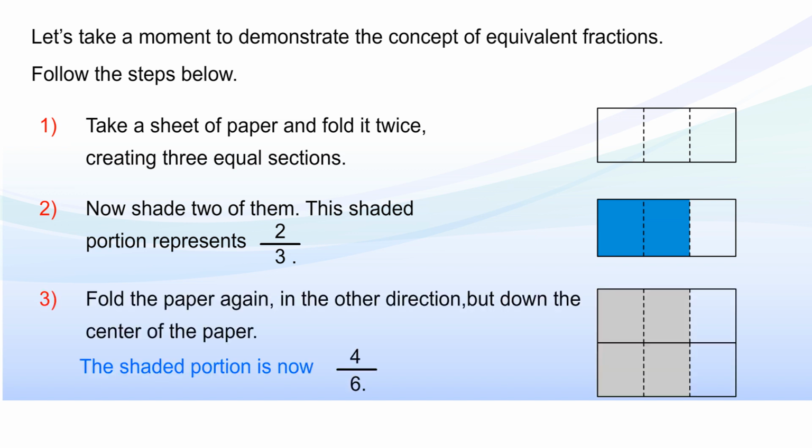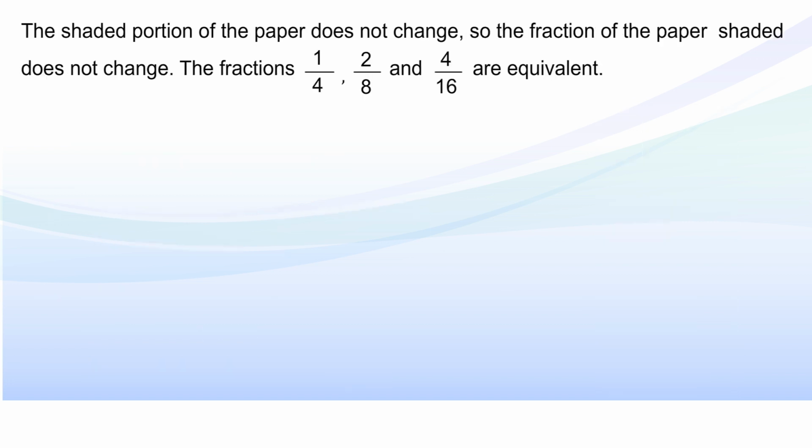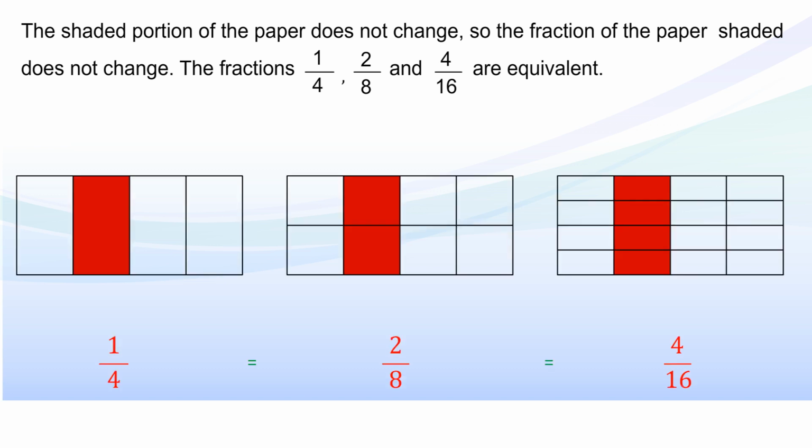3. Fold the paper again in the other direction but down the center of the paper. The shaded portion is now 4 by 6. The shaded portion of the paper does not change. So the fraction of the paper shaded does not change. The fractions 1 by 4, 2 by 8 and 4 by 16 are equivalent. 1 by 4 equals 2 by 8 equals 4 by 16.